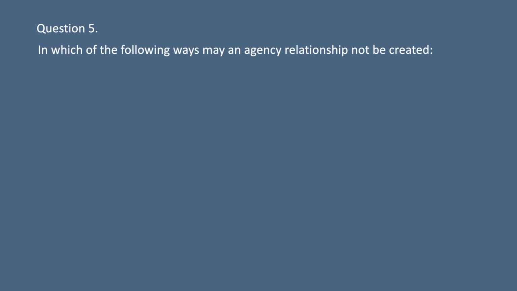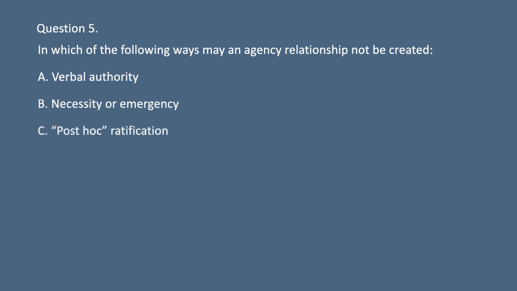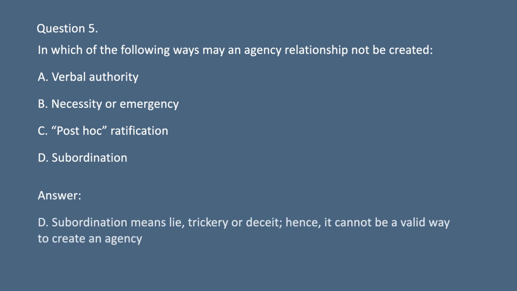Question 5. In which of the following ways may an agency relationship not be created? A. Verbal authority. B. Necessity or emergency. C. Post hoc ratification. D. Subordination. Answer D. Subordination means lie, trickery or deceit, hence, it cannot be a valid way to create an agency.